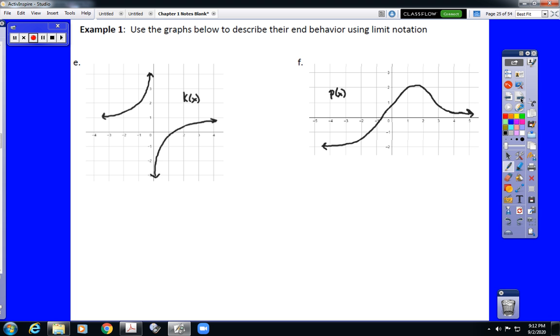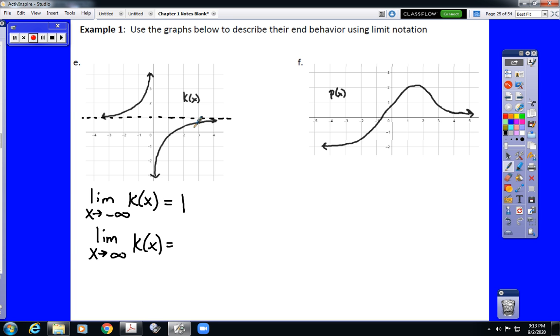All right, so for k of x, we have that same situation again. If you look, on the left and the right ends, the function is leveling out. For k of x, the limit as x approaches negative infinity of k of x, the function is approaching this line, which according to our scale is the line f of x equals 1. Same thing on the right side. The limit as x approaches positive infinity of k of x, that function is also approaching our dotted line, which has a value of 1. So both the left and right end behavior of k of x should be 1.